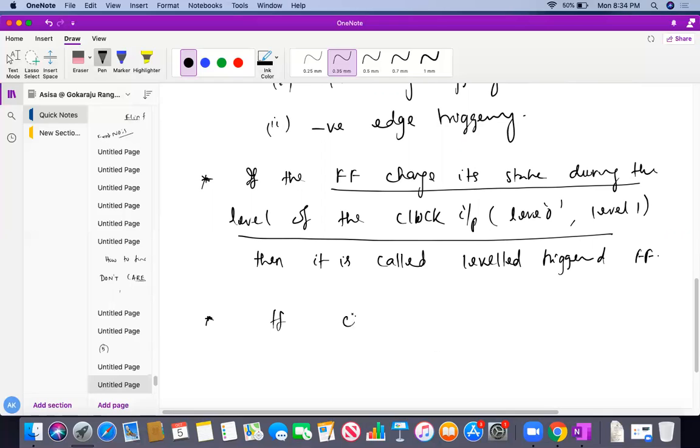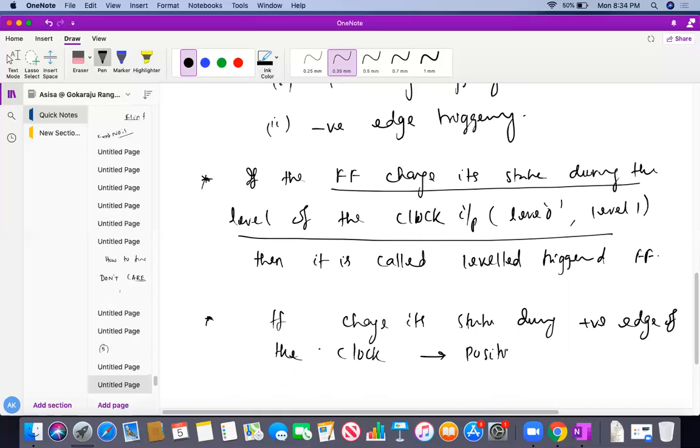Now similarly, if the flip-flop changes its state during the positive edge of the clock, then this flip-flop is called a positive edge triggered flip-flop. Similarly, if the flip-flop changes its state during the negative edge, then it is called a negative edge triggered flip-flop.